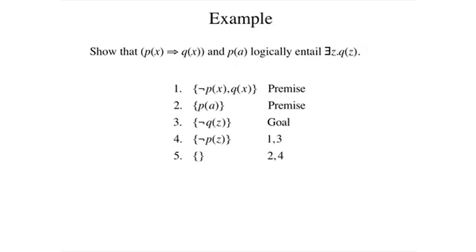Here's an example. Given P of x implies Q of x, and given P of A, we can prove there exists a z such that Q of z. The clauses corresponding to our premises are shown here on lines 1 and 2, and the clause for the negated goal is shown here on line 3. Starting from these clauses, we can quickly derive the empty clause as shown on lines 4 and 5.